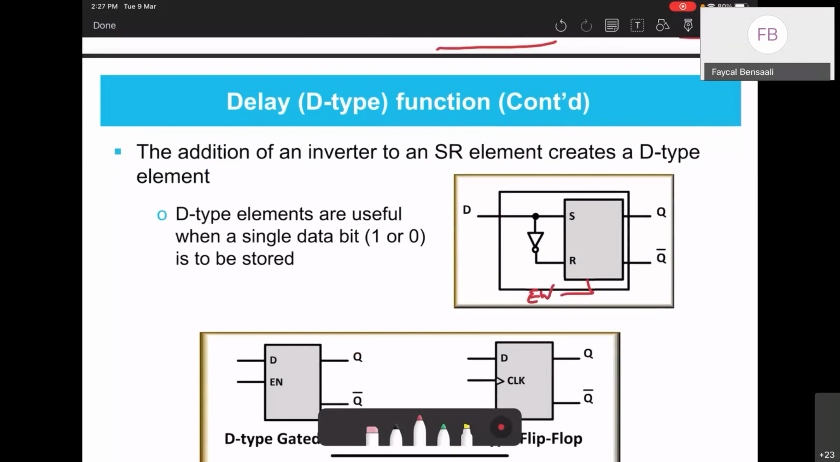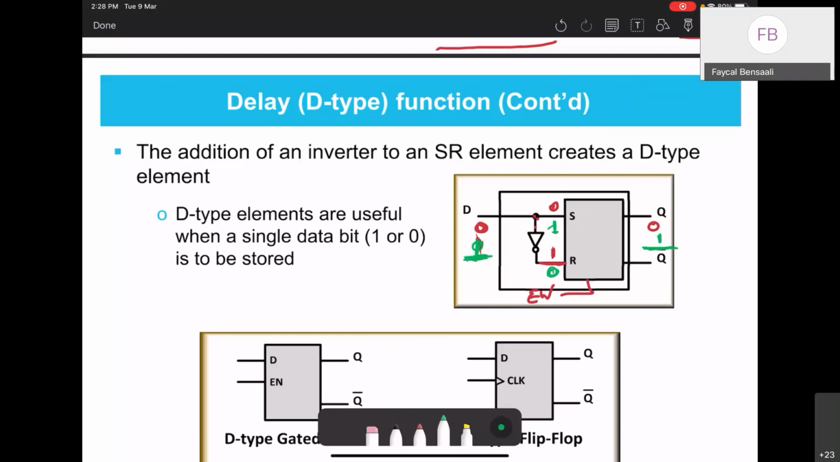For example, here, as you can see, by just connecting an inverter, taking this D and connecting an inverter, you feed it to R. So if D is 0 here, what do we get here? We get 0 and we get 1 here. So this is a reset, right? In SR, if R is 1, it's a reset. So we'll get Q equal to 0. If D is 1, I put it in green, I will get 1 here and I will get 0 here. So 1 is a set. So we'll get 1. So as you can see, Q is always equal to D.